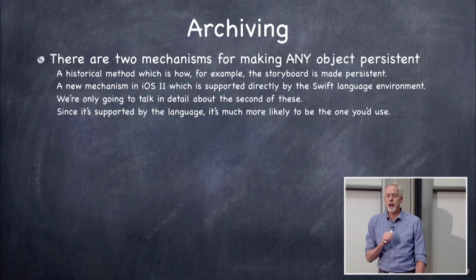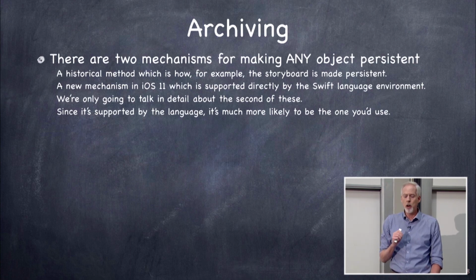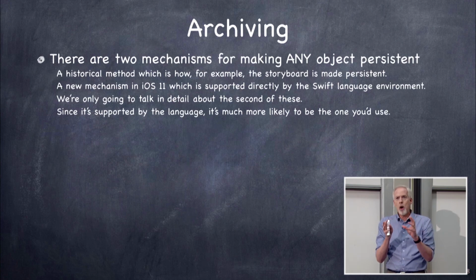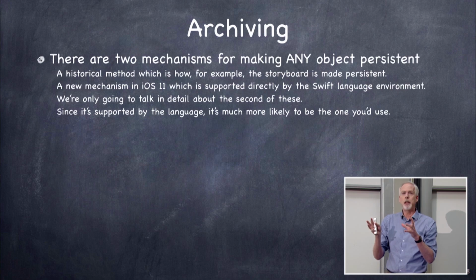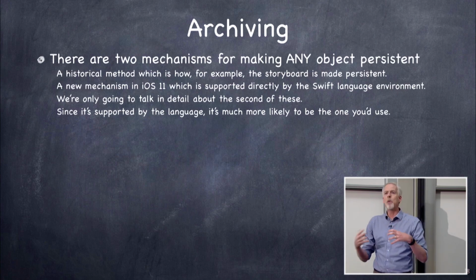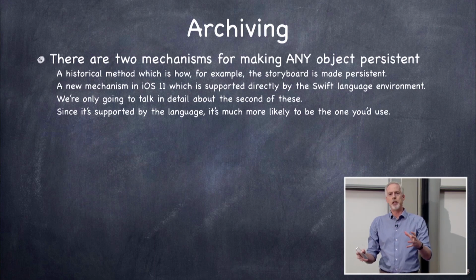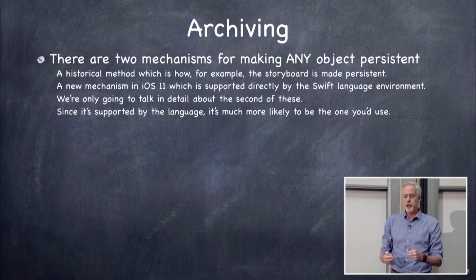The second way to make things persistent is called archiving. So the problem with user defaults, first of all, only small things. Second of all, has to be property lists. What if I have some data structure that I want to store that's big and/or has things other than property lists in it? Okay? And to do that, I'm going to use archiving.